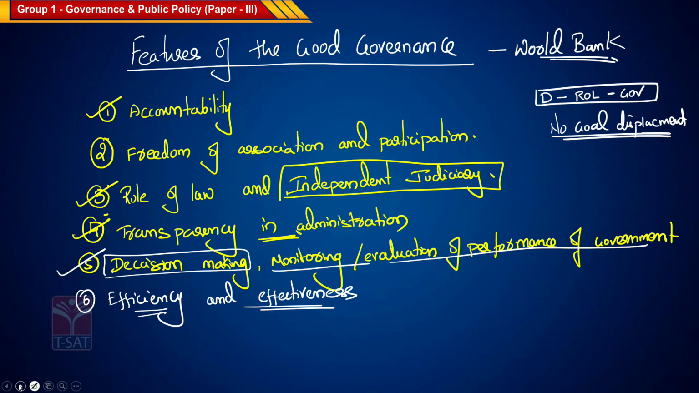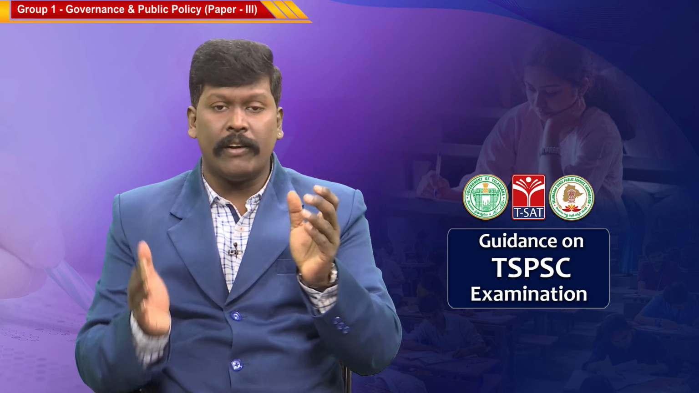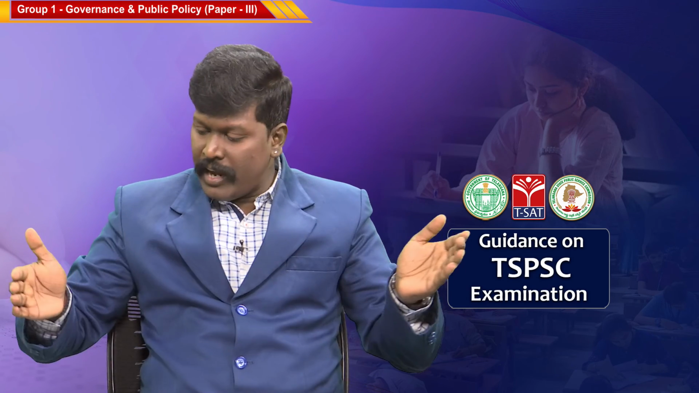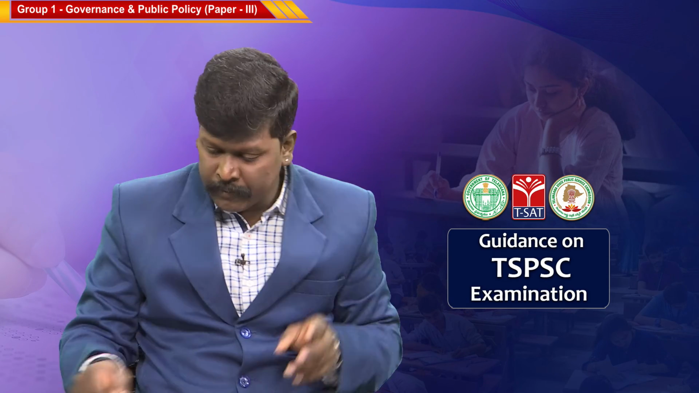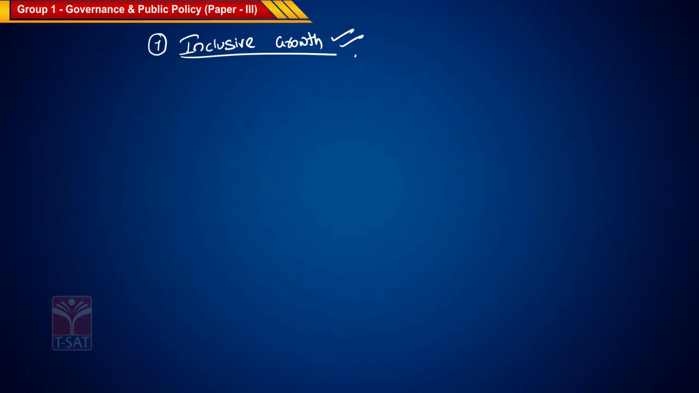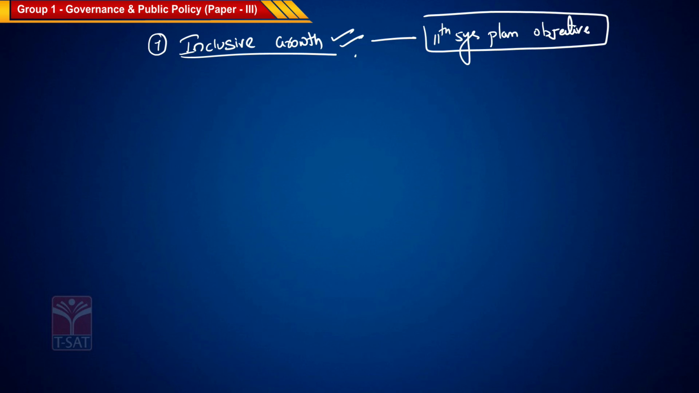Let us see the seventh feature of good governance. What is the seventh feature, sir? Inclusive growth. Sir, what is inclusive growth? Whenever the government comes up with any law or policy, it has to keep in mind that it includes all sections of the people. Every section of the people and their decisions should be included while framing a policy. This is called inclusive growth. The 11th Five-Year Plan objective is inclusive growth. Remember this. Financial inclusion, economic inclusion, sustainable growth, all these are part of inclusive growth. This is the seventh feature of good governance.